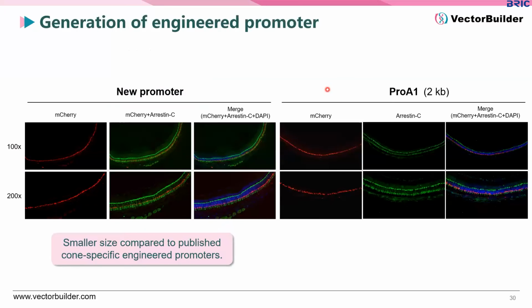So this is the result: the new promoter that we generated, compared to ProA1, which is actually a 2 kilo base promoter. This new promoter is a few hundred bases smaller than a lot of published clone-specific engineered promoters. And the effect for the delivery is actually comparable to ProA1. And our customer was very satisfied with this new IP for the promoter.